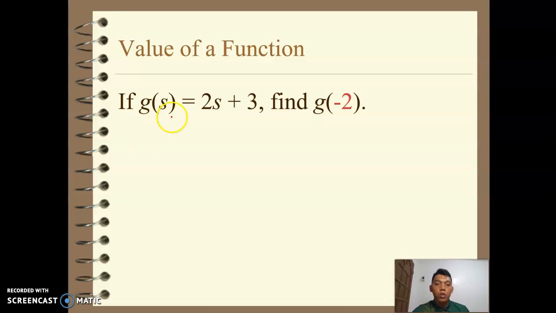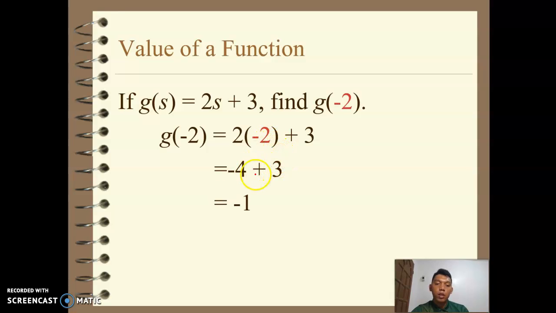Then we have g of x equals 2x plus 3. Find g of negative 2. Again, simply substitute it into the equation. So 2 times negative 2 plus 3. So negative 4 plus 3, negative 1.